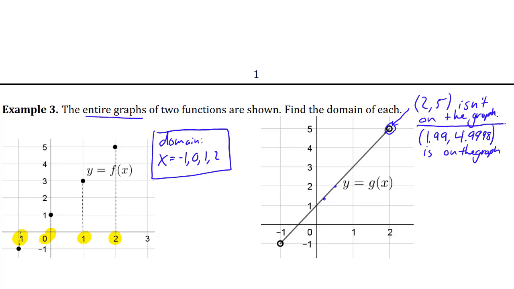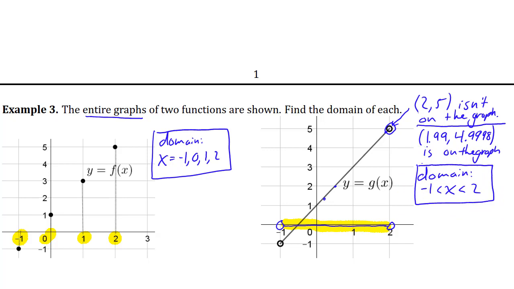So the domain is going to include everything from -1 up to 2, but not actually including -1 and not actually including 2. So you would write that as x is between -1 and 2, like so.